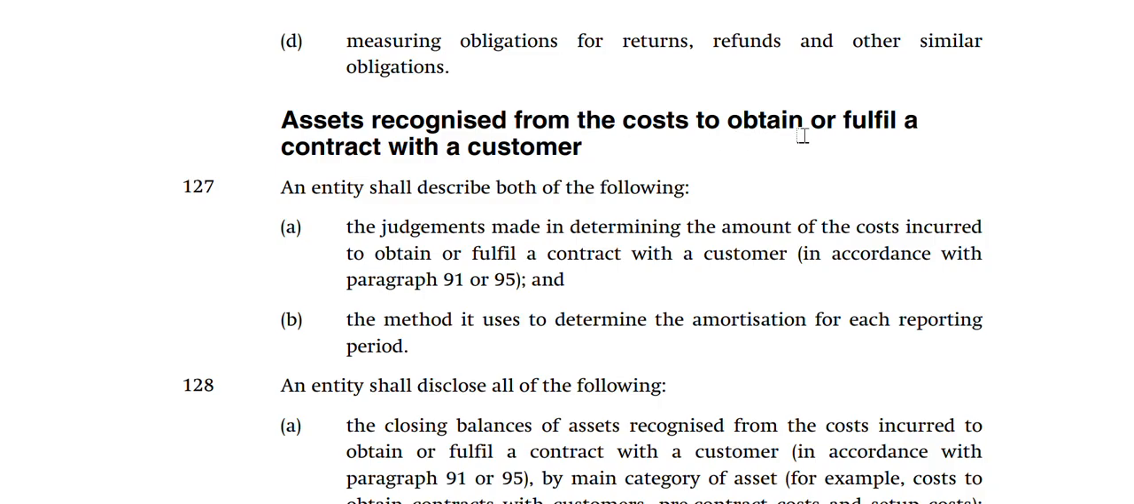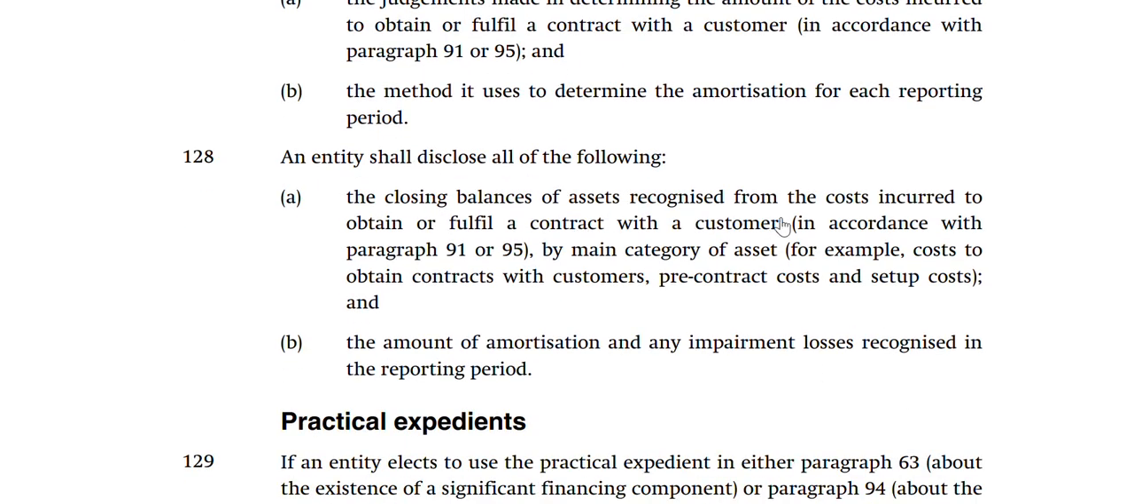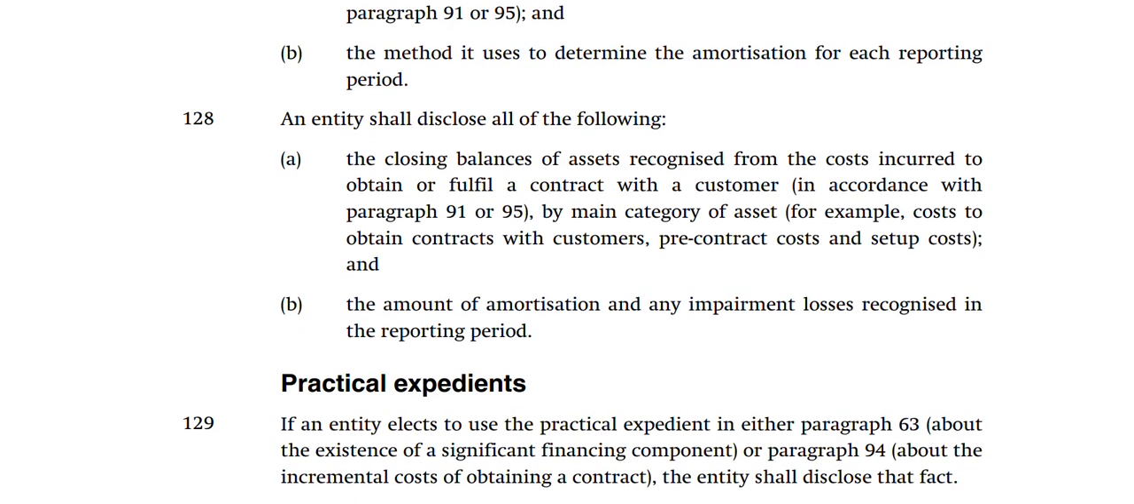As it relates to cost to obtain or fulfill the contract with customer, an entity shall describe both the following: the judgments made in determining the amount of cost incurred to obtain or fulfill a contract with customer, and the method it uses to determine the amortization for each reporting period. An entity shall disclose the following: the closing balance of asset recognized from the cost incurred to obtain or fulfill the contract with customer by main category of asset, the amount of amortization and impairment losses recognized in the reporting period.